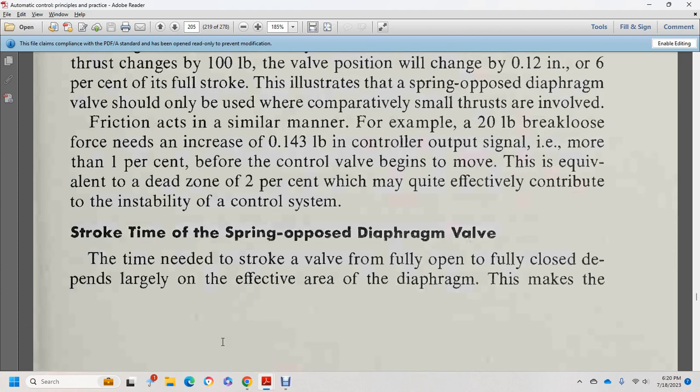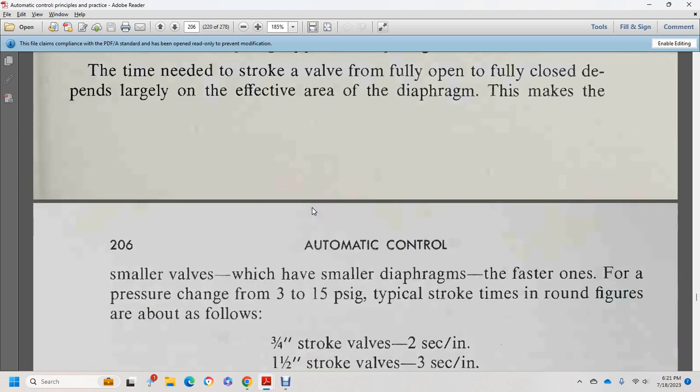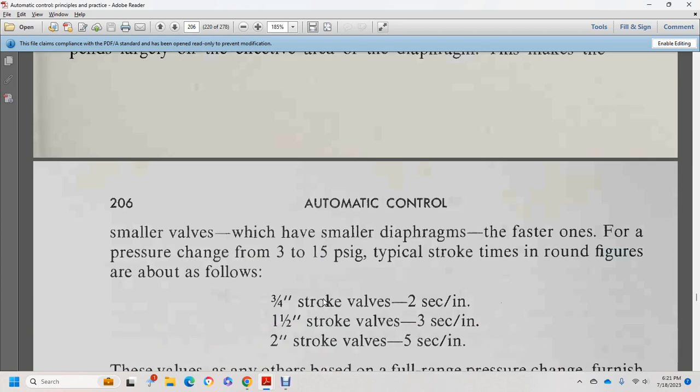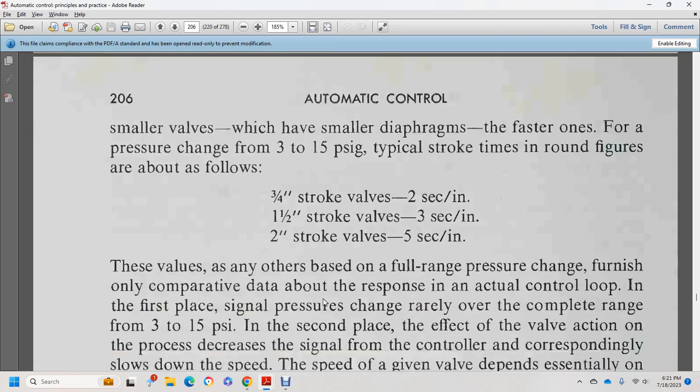Stroke time in a spring-opposed diaphragm valve. The time needed to stroke the valve from fully open to fully closed depends largely on the effective area of the diaphragm. This makes smaller valves with smaller diaphragms faster ones, for a pressure change of 3 to 15 psi. Typical stroke times, as rounded figures, are about 2 seconds an inch for 3/4 inch stroke valves, 3 seconds an inch for 1.5 inch stroke valves, and 5 seconds an inch for 2 inch stroke valves.